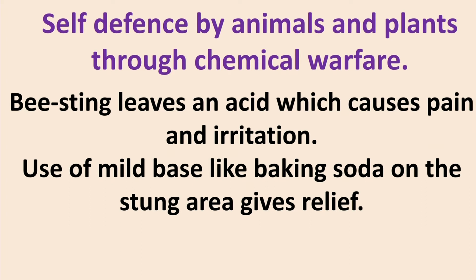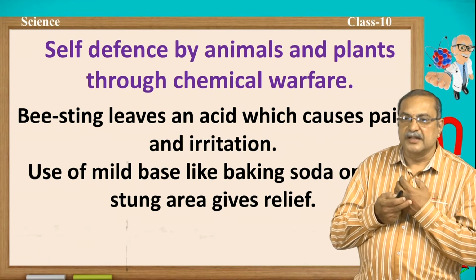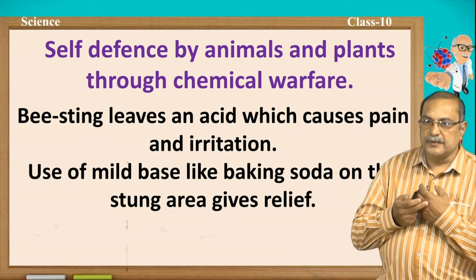So, this is how it works in humans, but in plants and animals also we can see self defense through chemical warfare, as we say. You are familiar with the bee sting, no? When the bee stings the body, what will happen? It has a sharp needle-like structure which stings into the skin and leaves an acid which causes pain and irritation. Immediately we get a red mark, and irritation, and it swells up.